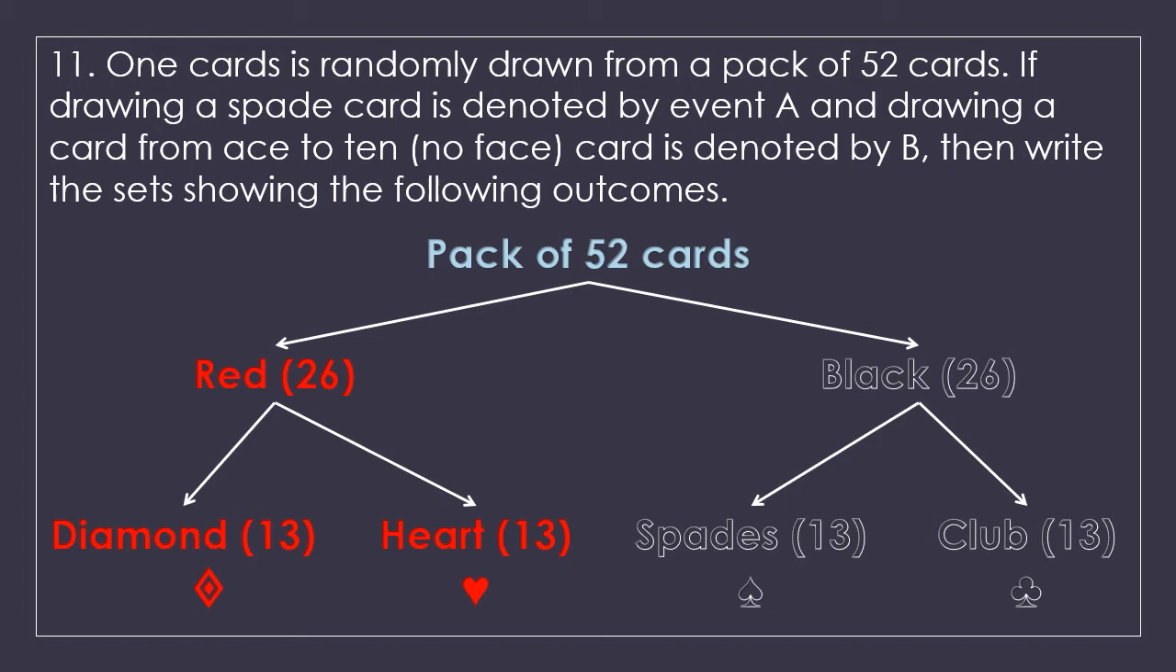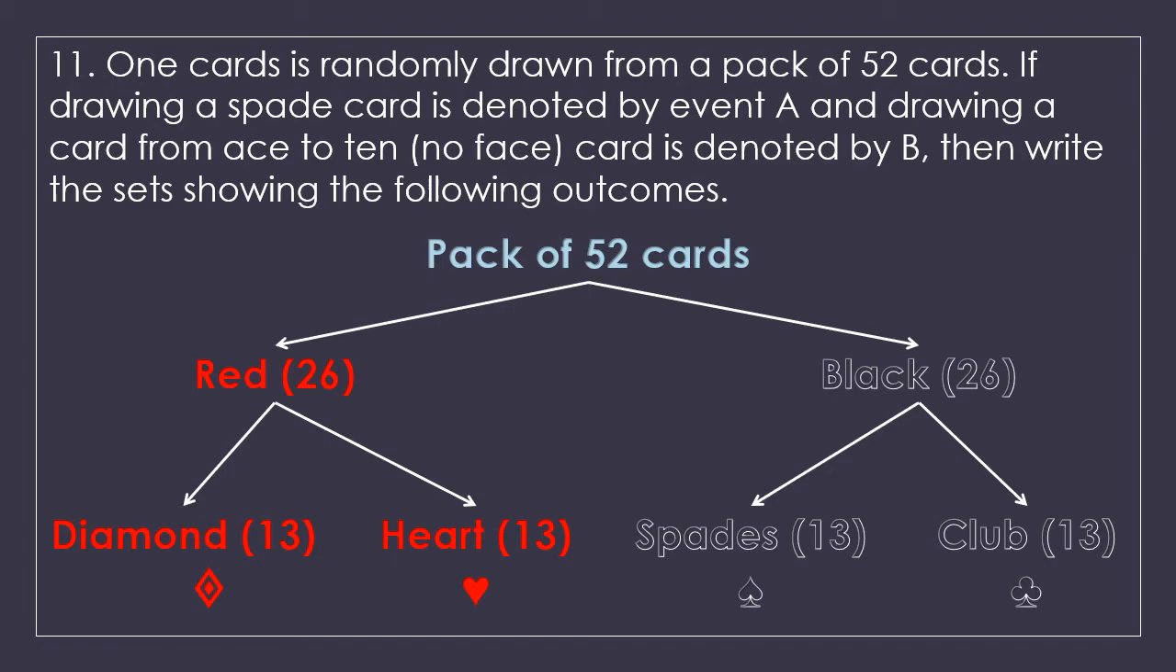Now the question here was, once again, if drawing a spade card is denoted by event A, that means the 13 spade cards are a part of event A, and drawing a card from 2 to 10. Now no particular suit is mentioned here. Which suit, 2 to 10? That means we have to take all the four suits, 2 to 10. That means four suits each with 2 to 10, 2 to 10 and so on.